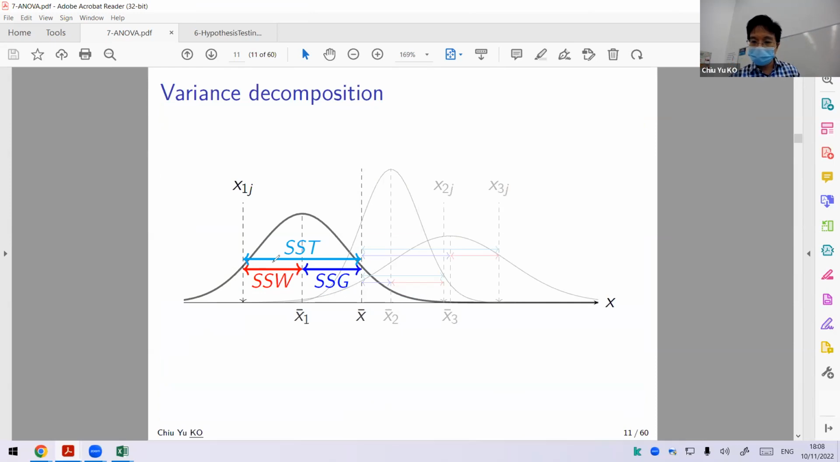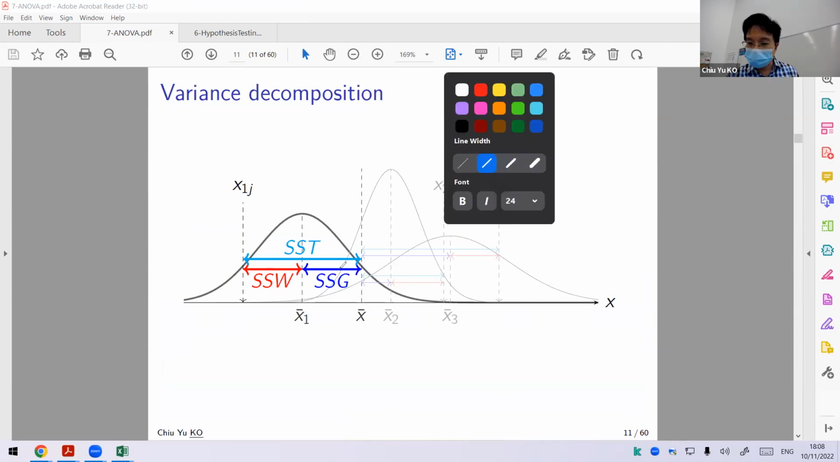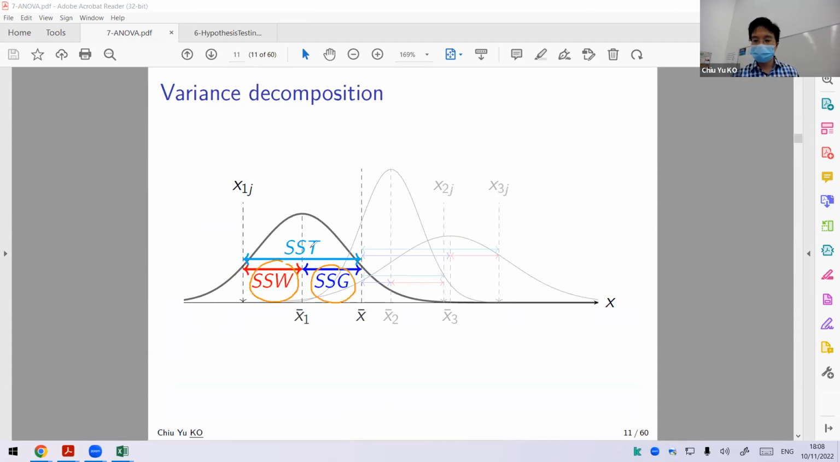It's comparing these two in some sense, right? MS is still the same idea, right? You're comparing these two numbers, right? If everything is very close to each other, if the group means have no difference, if every group is very close to the grand mean, then SSG should be very small compared to SSW.